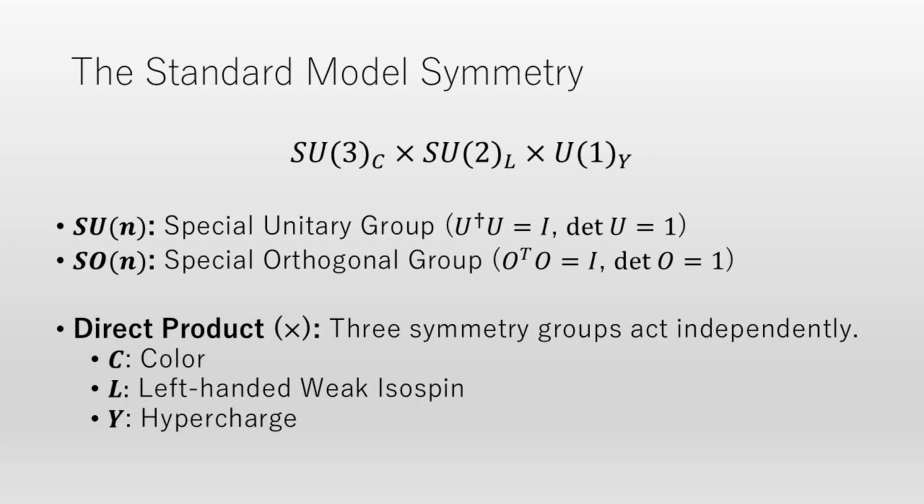The Standard Model is built from 3 symmetry groups. The subscripts C, L, and Y refer to color, left-handed weak isospin, and hypercharge, respectively. The symbol cross denotes a direct product. This means that the 3 symmetry groups act independently. An element of the Standard Model symmetry consists of one element of SU(3), one element of SU(2), and one element of U(1), acting simultaneously but independently.